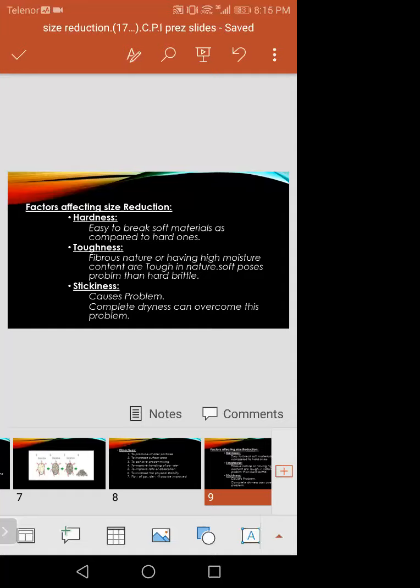Then there is stickiness. If the material is sticky during the process, then the whole machine or the process can be damaged. So this should be avoided, and complete dryness can overcome this problem. So there should not be stickiness in the material.